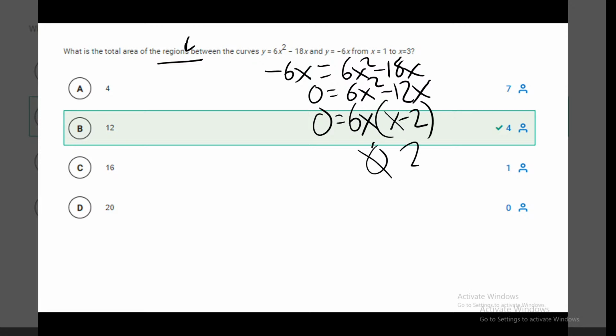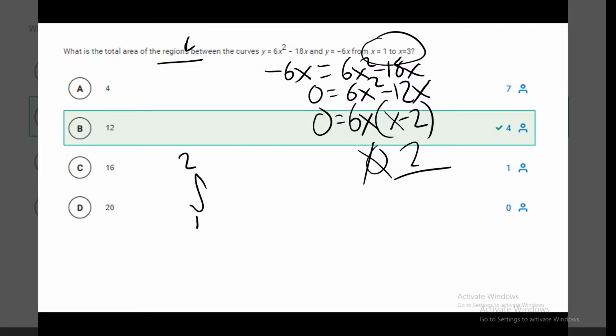Now 0 is irrelevant because it's not on our interval. But since these meet at 2, I know I'm going to have to do two different integrals. I'm going to have to do the integral from 1 to 2 of crud, which one's on top.